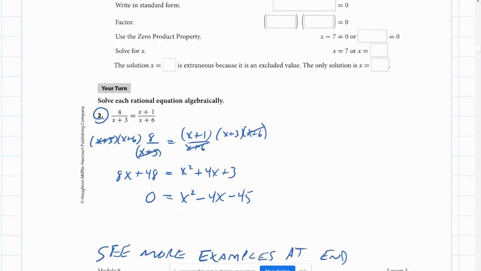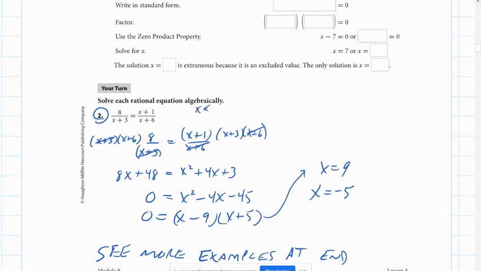And that is x minus 9 times x plus 5 equals 0. So we get two solutions from that, x equals 9 or x equals -5. And notice that our excluded values, x cannot be -3 and x cannot be -6. So neither one of these conflicts with the original problem, so those are both acceptable values.